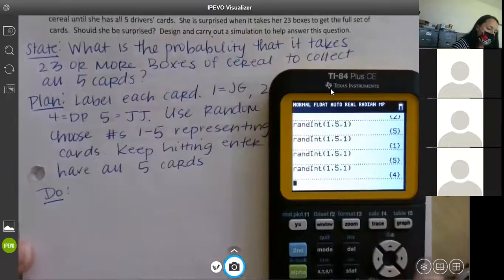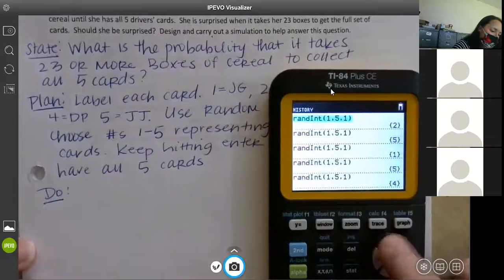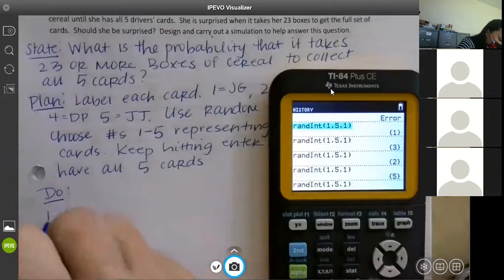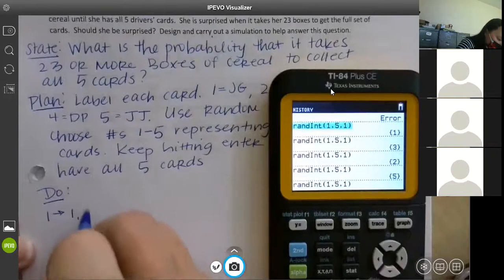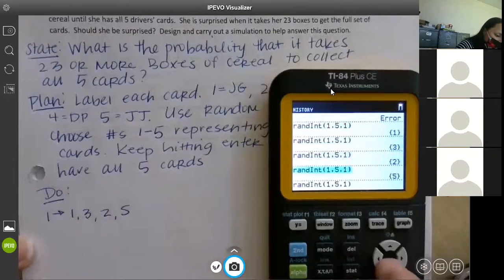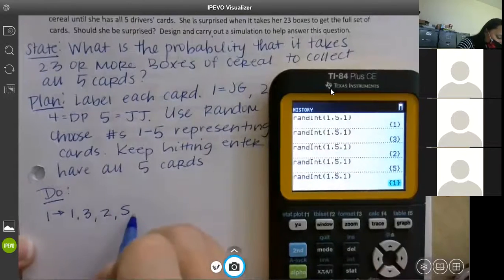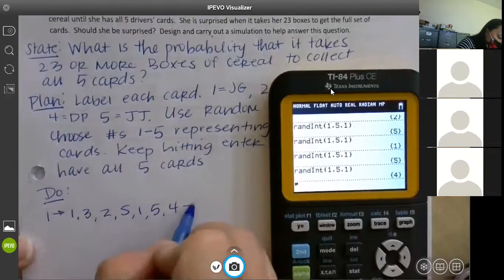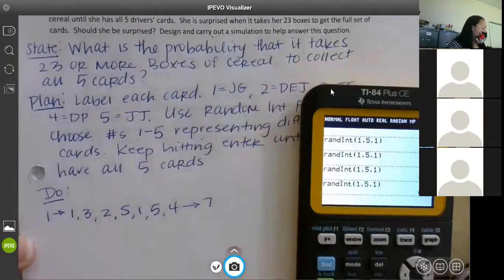So we got 1, that took 1 time. There's 3, 2, 5, so that's only 4 draws. 5, 6, 7. So it took us 7 times to get all 5, right? Okay. So going back up, for our first one, 1, 3, 2, 5, 1, 5, 4. It took us 7 times.